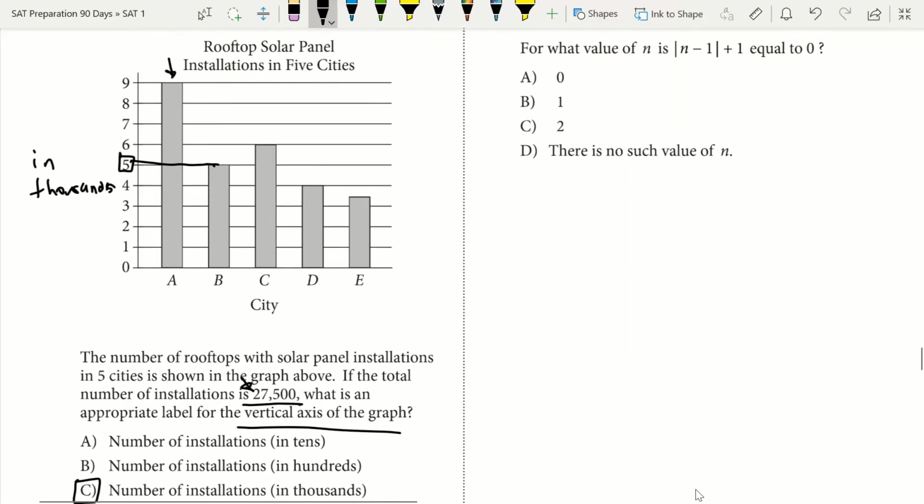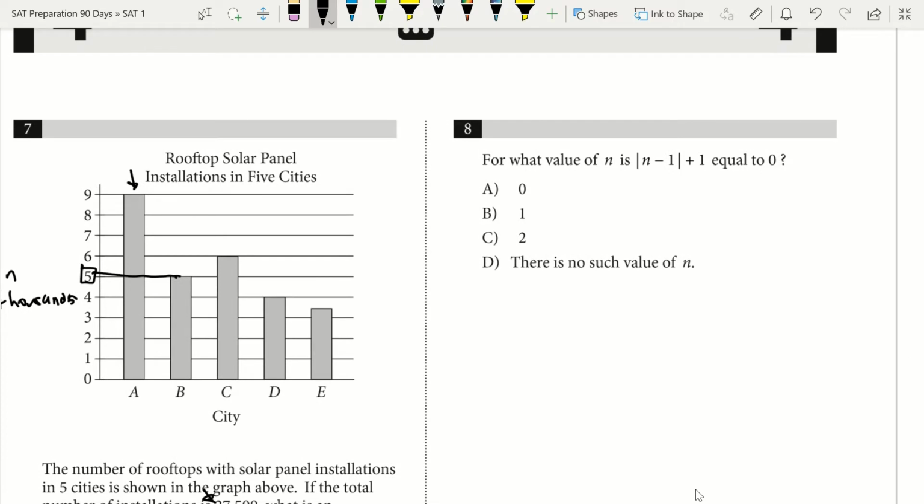Now we've got question 8. For what value of n is the absolute value of n minus 1, plus 1, equal to 0? That's never going to happen. Why? Because absolute value has a minimum of 0, and 0 plus 1 is always going to be at least 1, so it can't ever equal 0. So the answer is D. There's no such value of n.